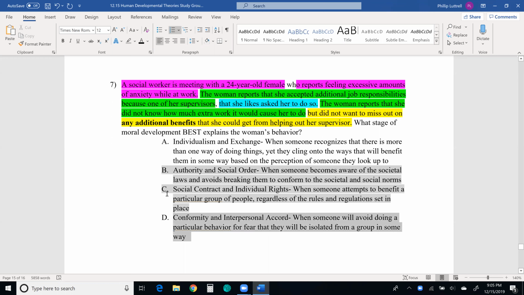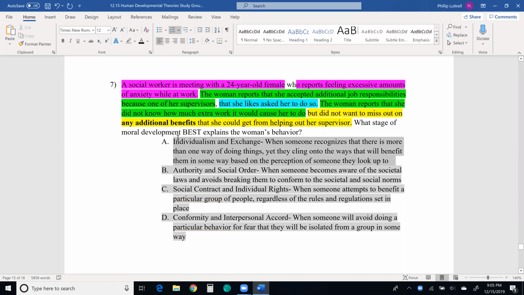So we're going to rule out conformity versus interpersonal accord because, yeah, she's trying to get acceptance from the supervisor, but it's not based on the fact that she wants her acceptance. It's based on the fact that I want your acceptance and I want to benefit myself in some way, shape, or form. And if I appease the supervisor, I could probably get gains in the long-term future.